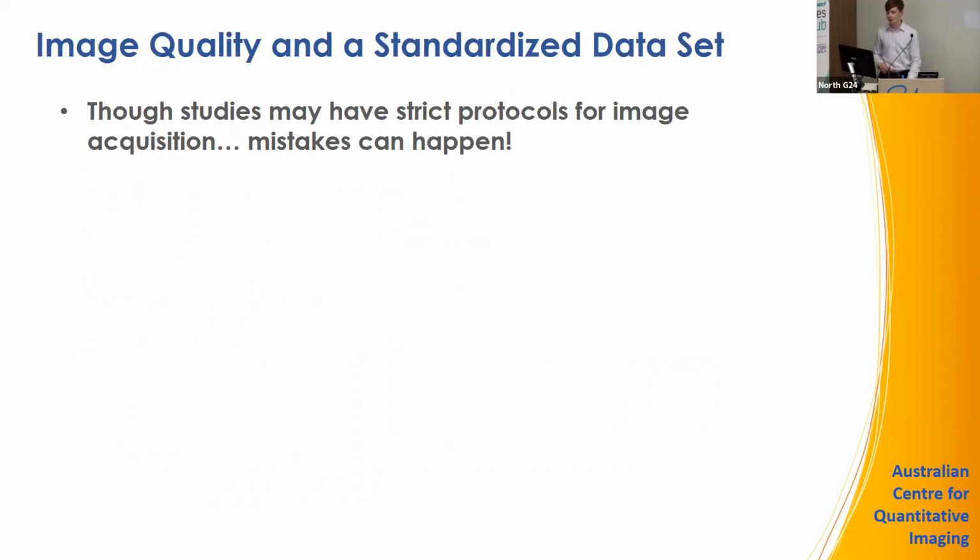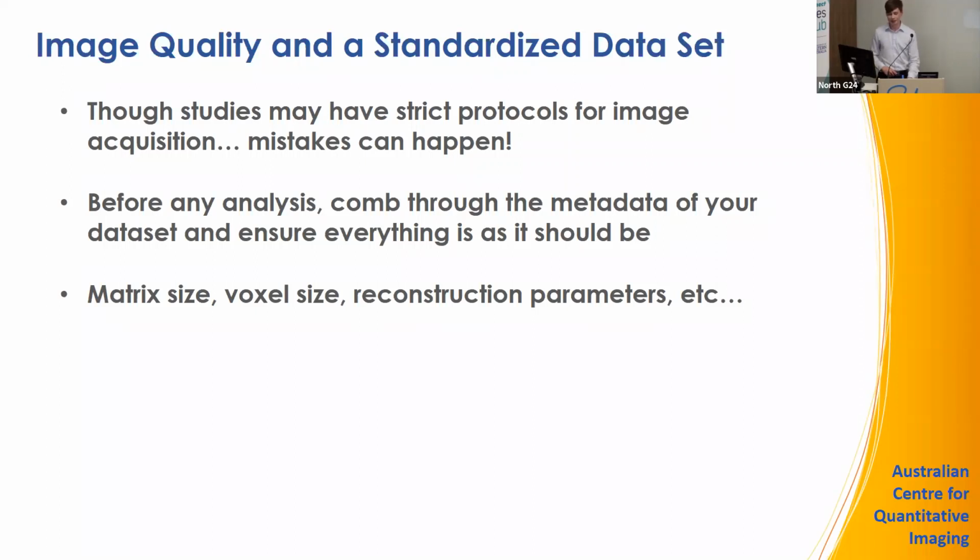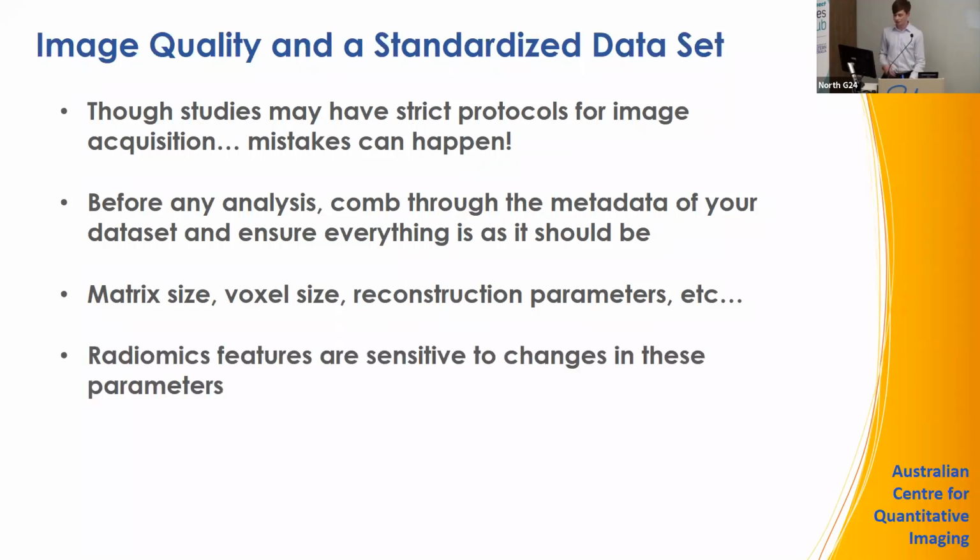So to begin, image quality and a standardized data set. Those studies may have strict protocols for image acquisition. Mistakes can happen. The technician could put in the wrong setting, and you get a different reconstruction using different iterations and subsets. Before any analysis, comb through the metadata of your data set and ensure everything is as it should be. This includes matrix size, voxel size, reconstruction parameters, and so on.